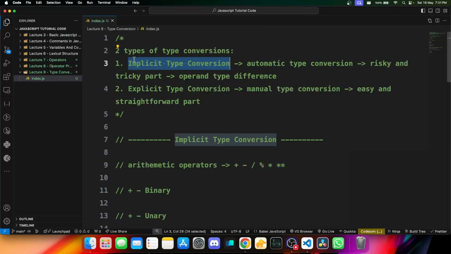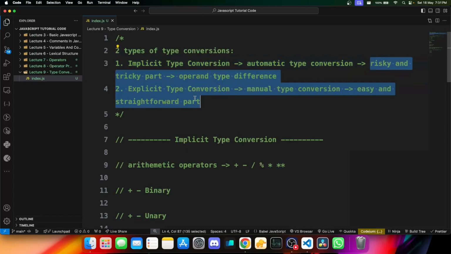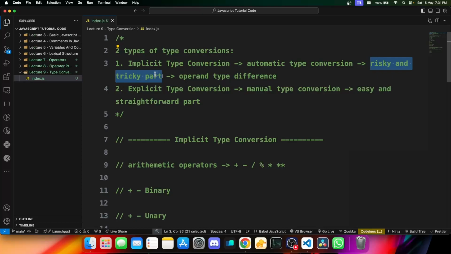As you can see, there are two types of conversion: implicit type conversion and explicit type conversion. Implicit type conversion basically means automatic type conversion, in which the type automatically gets converted to another type. Obviously this is risky and tricky because if you don't know these rules, you might not know when the data you have passed might change its type, and then there might be some bug because of that.